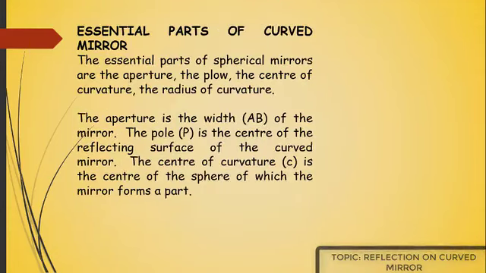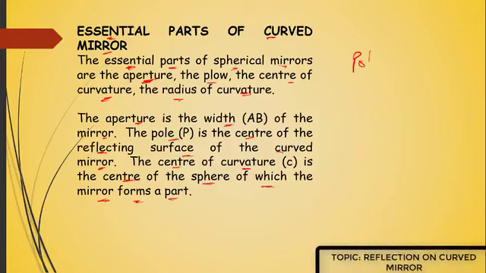Let's look at the essential parts of a curved mirror. The essential parts of a spherical mirror are what we call the aperture, the pole, the center of curvature, and the radius of curvature. The aperture simply refers to the width of the mirror. The pole is the center of the reflecting surface of the curved mirror. The center of curvature, on the other hand, is the center of the sphere of which the mirror forms a part.